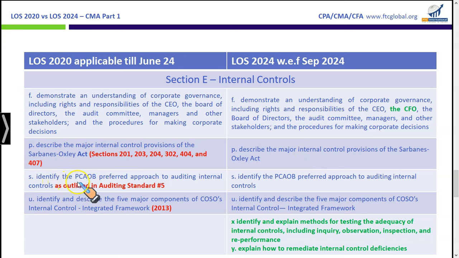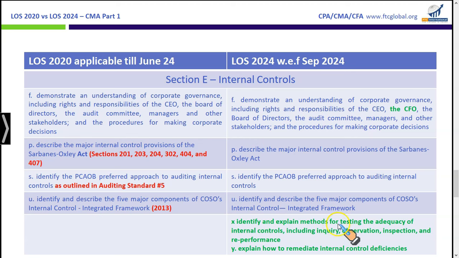Then, identify the PCAOB preferred approach to auditing internal control as outlined in Auditing Standard 5. This red text has been removed. No longer is AS5 included as a part of your syllabus. Then it says, identify and describe the 5 major components of the COSO internal control framework, CRIME, I hope you remember. The words 'Integrated Framework, 2013' have been removed. The rest of it is the same. So basically the COSO framework is the same. This is the new addition now.